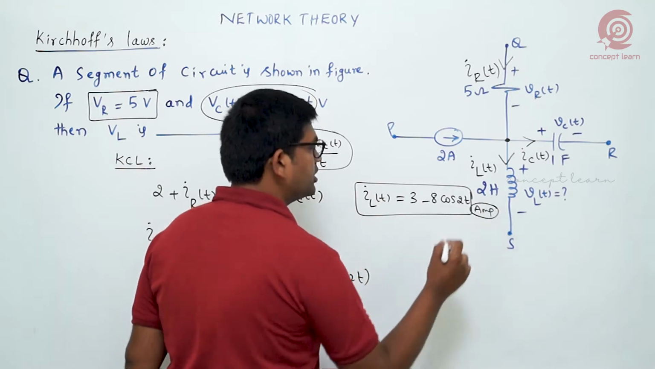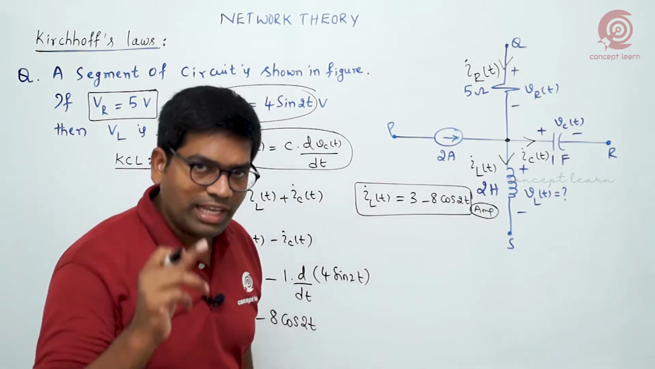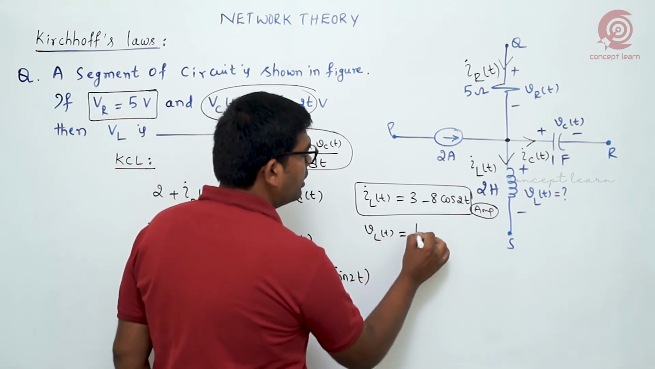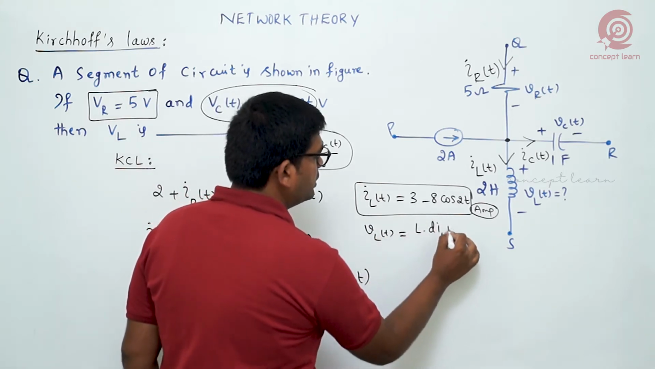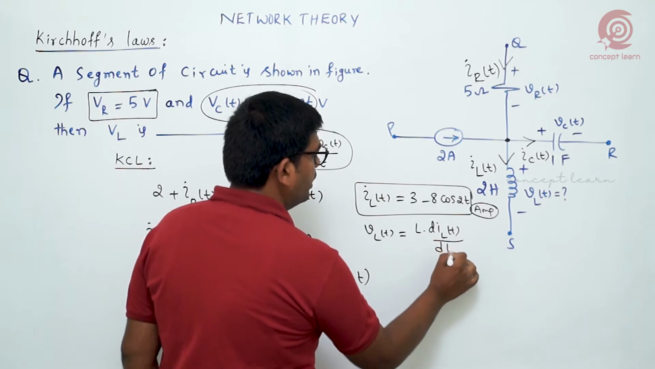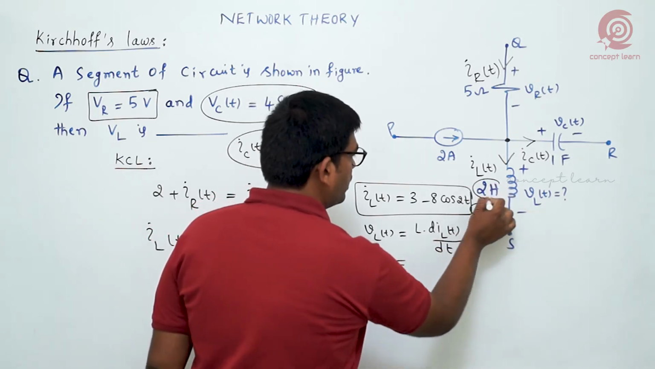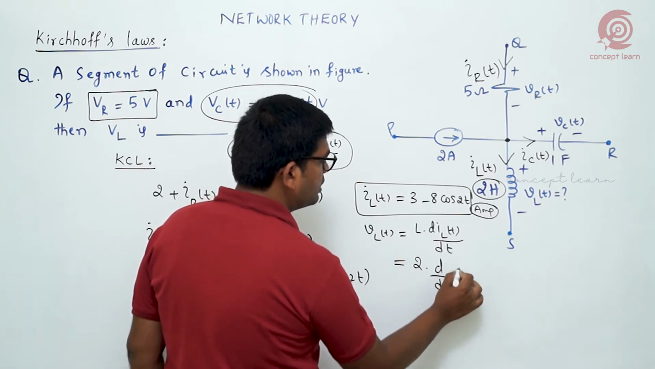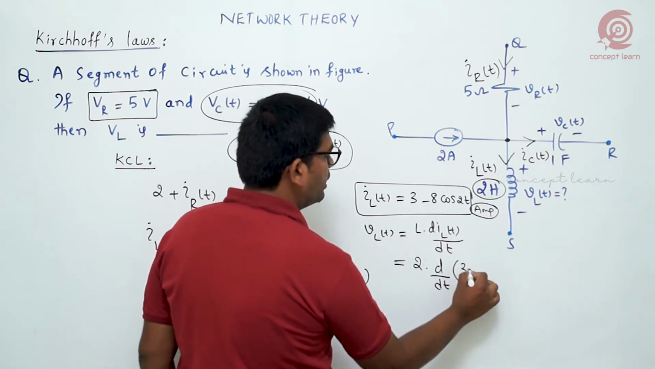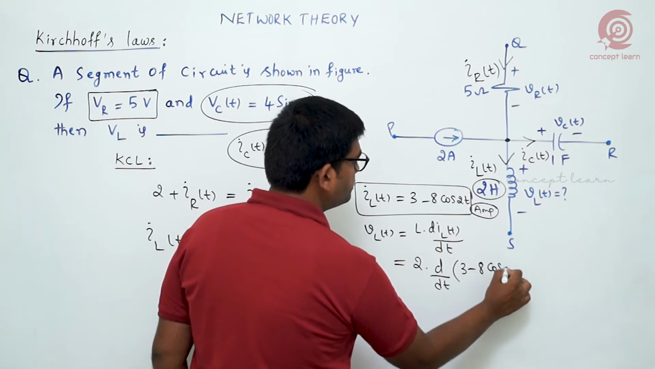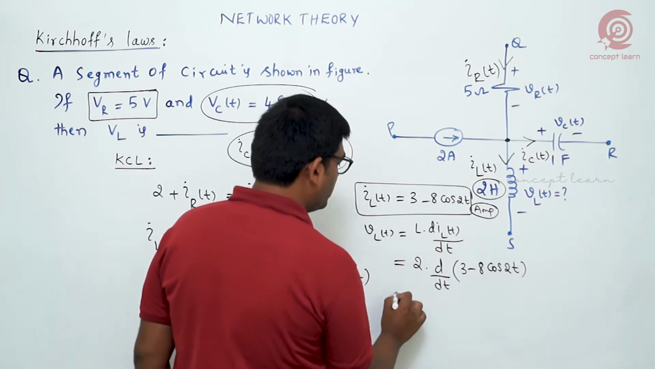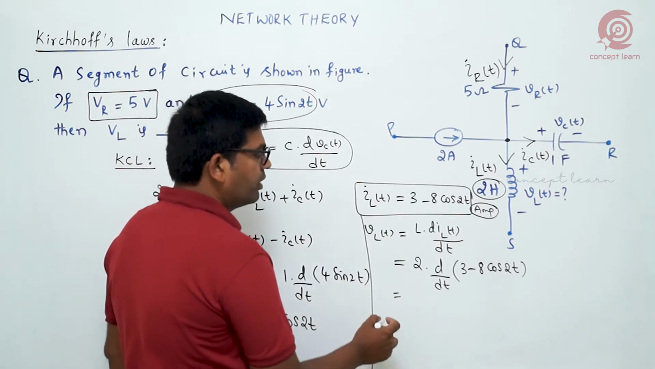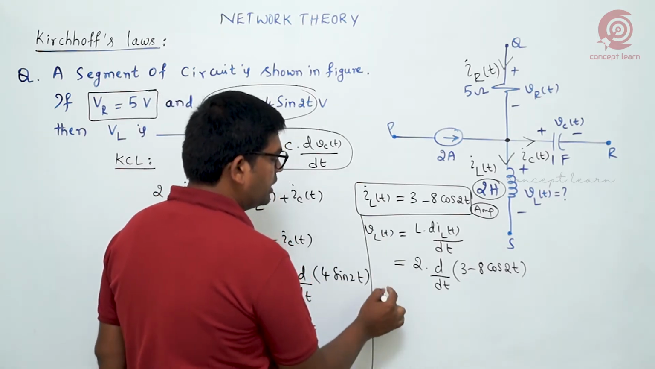But our intention is to find the what? Inductor voltage. So what is the voltage across the inductor? L di by dt, means the inductor current only. So the inductance value is given, look here, 2 Henry. So 2 into d by dt of what is the inductor current? 3 minus 8 cos 2t. So differentiate with respect to time. So what will be the result we get? What is the inductor voltage we get?